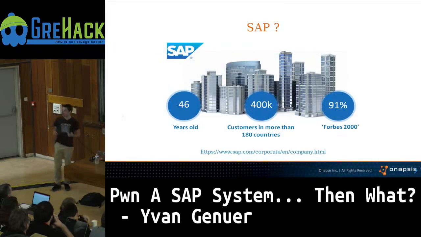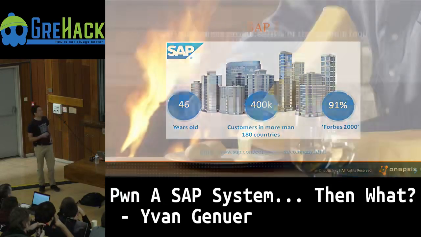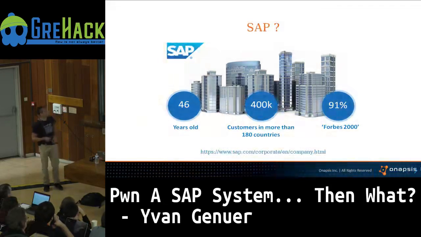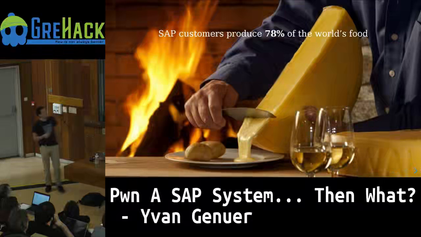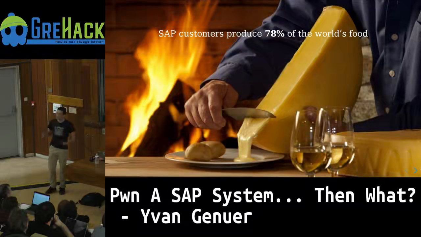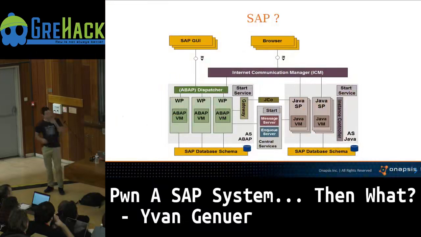Okay, an SAP system is an ERP. This is a global leader of ERP systems, and it is very old. A lot of customers run SAP systems, basically all big companies in the world. And the most important number is this one: more than 78% of the worldwide food is produced by SAP customers. So this is why it's very important to secure SAP systems.